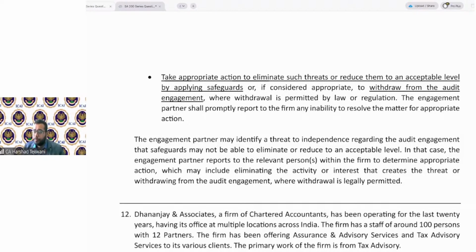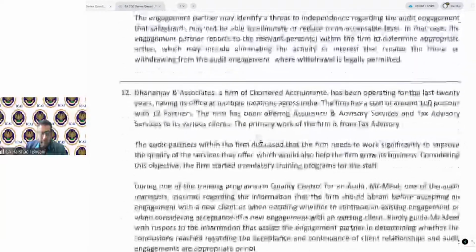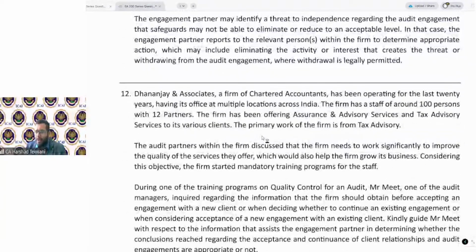Any doubt? Any doubt? Okay. Now, there is one more good question on SQC 1, which is related to SA 220 also on the same line. So I'll discuss that also.